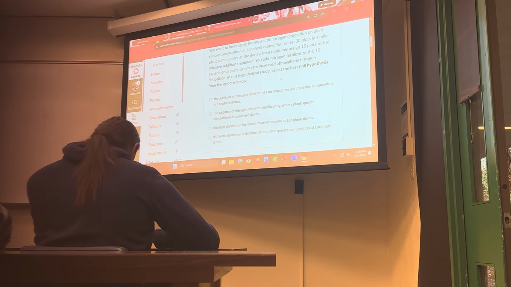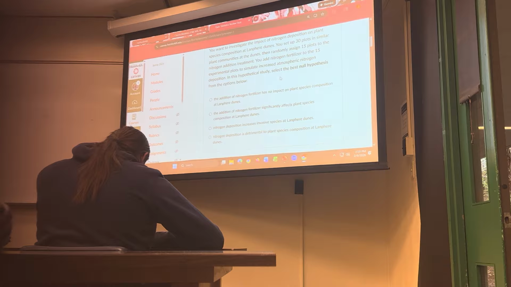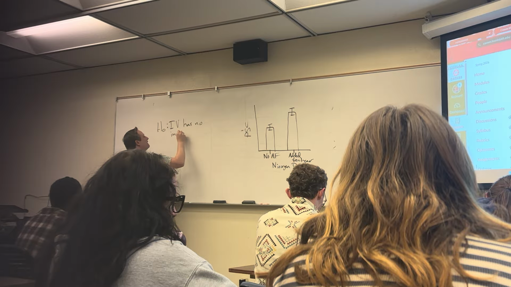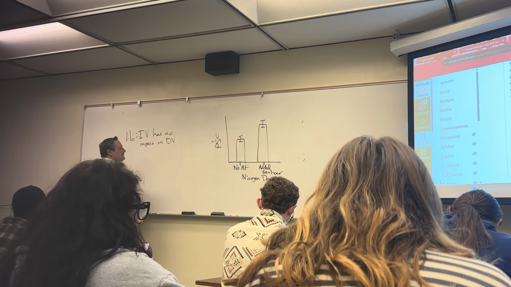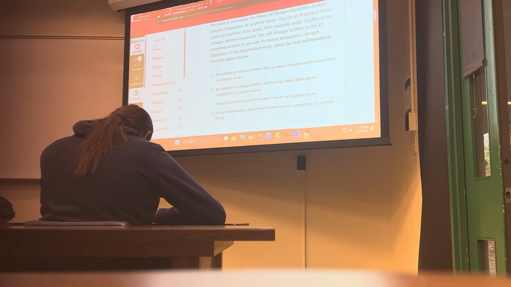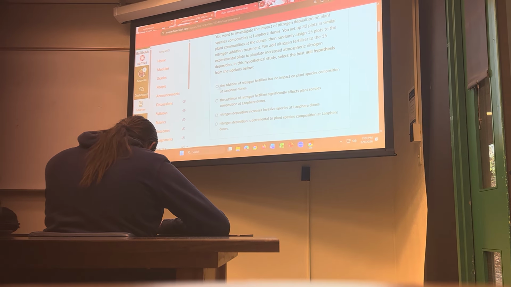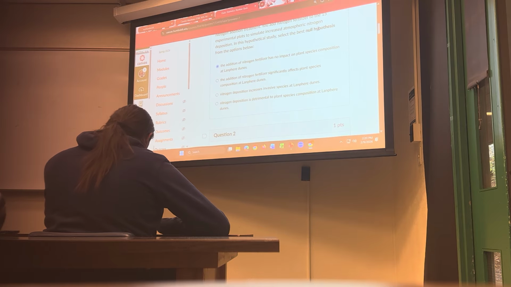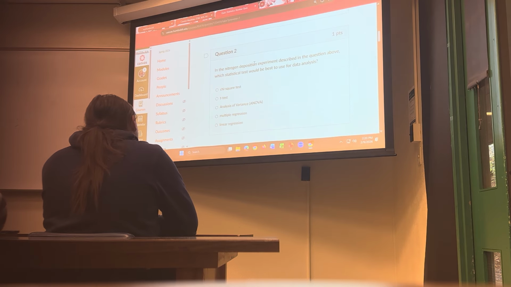Exactly. Remember, H sub O is always independent variable has no impact on dependent variable. And life gets way easier if you sketch out your figure like this. So let's go with the addition of nitrogen fertilizer has no impact on plant species composition at the dunes. That's your null hypothesis. Question 2.